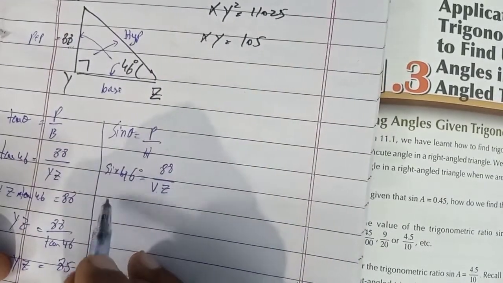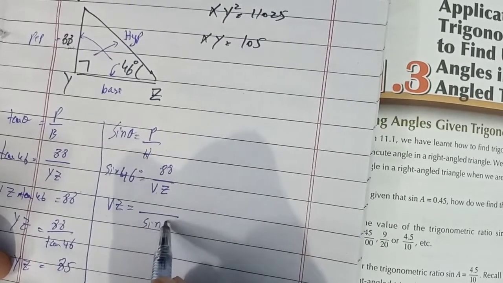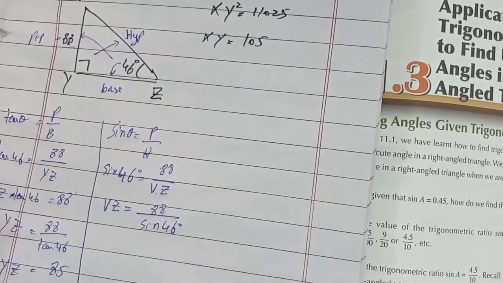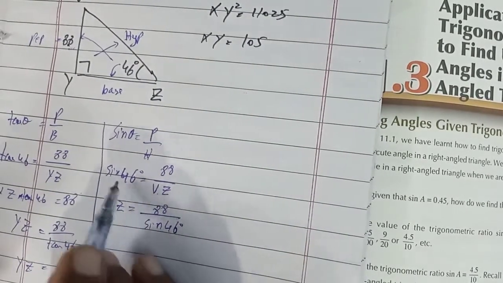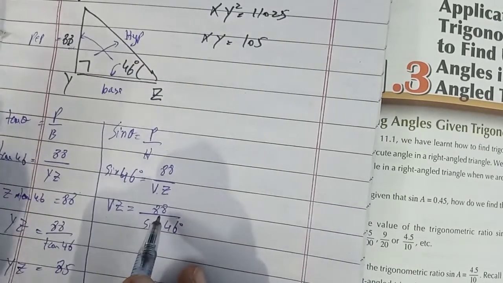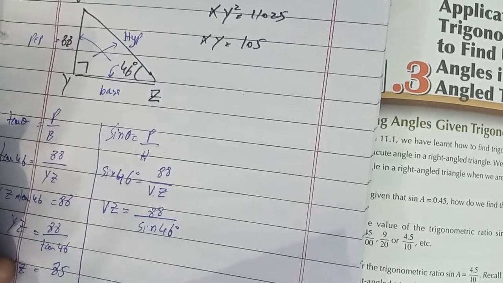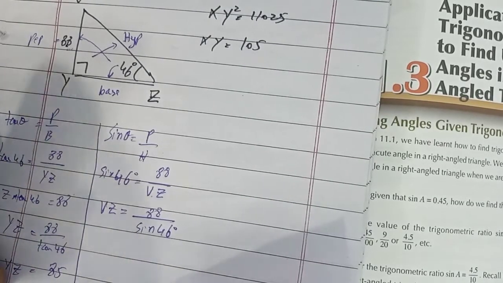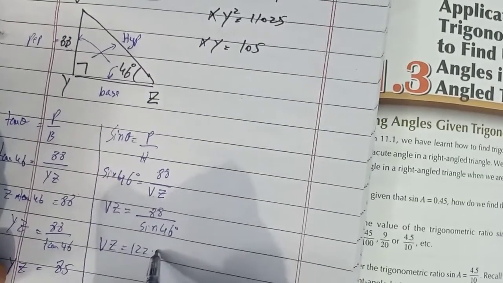I shift this VZ over here and sine 46 over here. This is called the alternando property, but you do not need to learn it. You just replace this one. Now I will divide 88 by sine 46. The answer would be equal to 122.33.